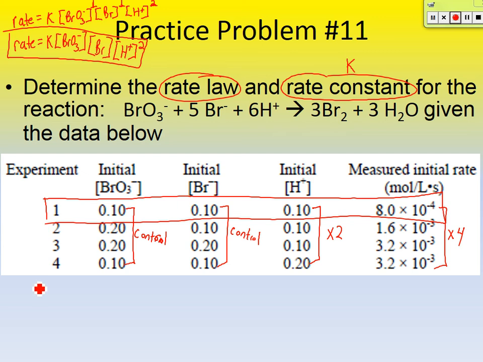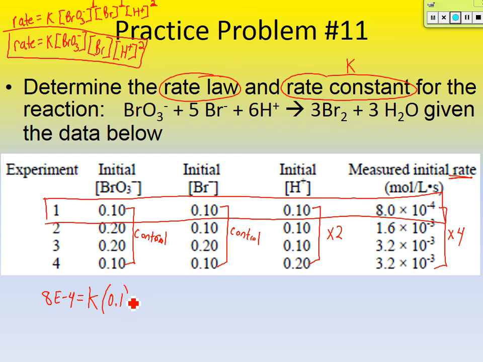So let's do that down here. My rate in experiment number 1 was 8.0 times 10 to the -4. So 8.0 times 10 to the -4 is equal to, now what I'm doing is just plugging in numbers here, k. We don't know the value of k, so I'm going to write k. Now I need the concentration in terms of molarity of BrO3-. In experiment number 1, BrO3- had a molar concentration of 0.1.